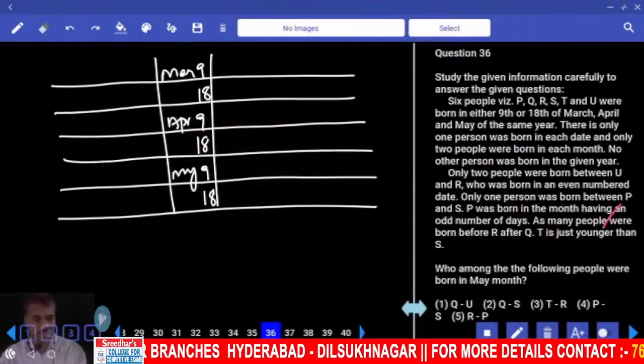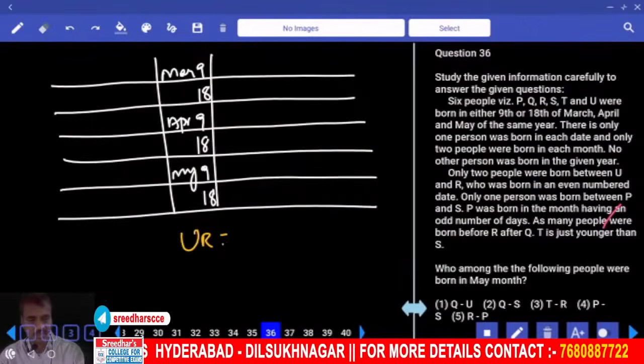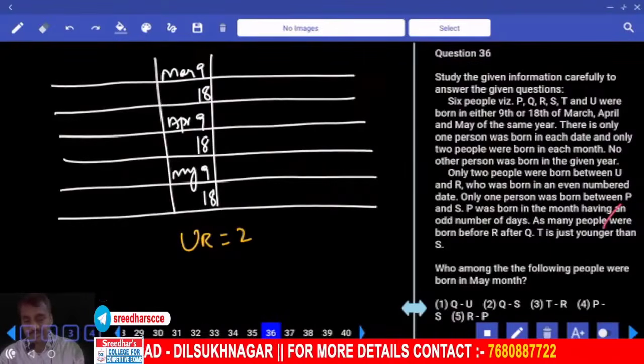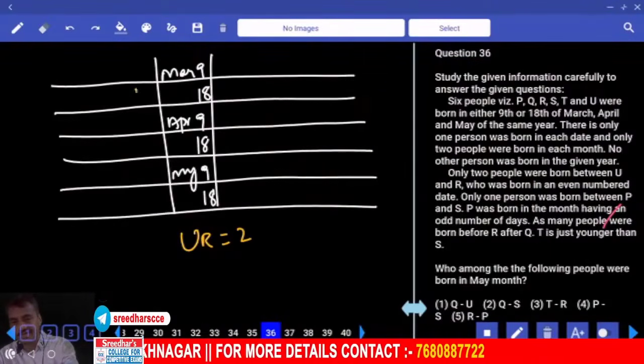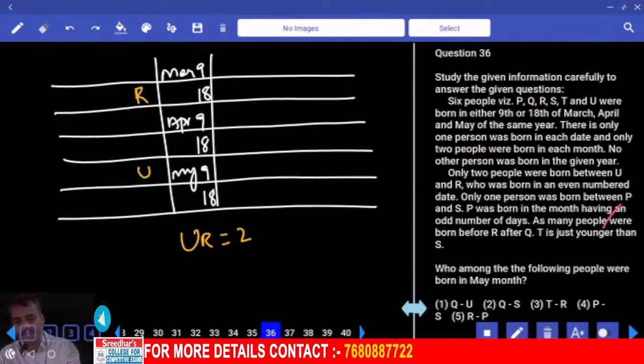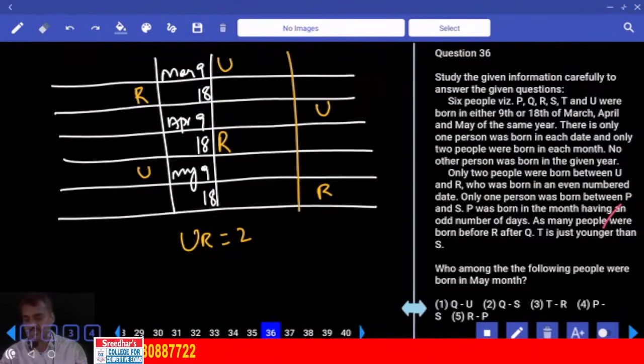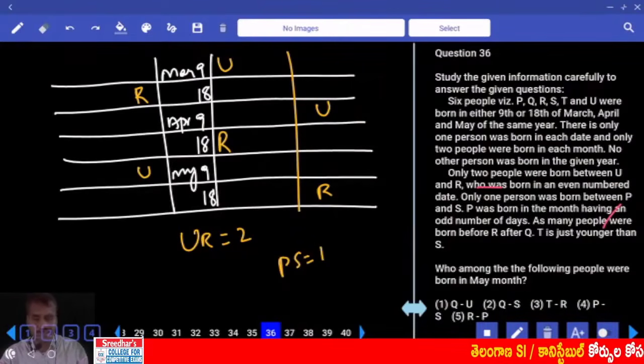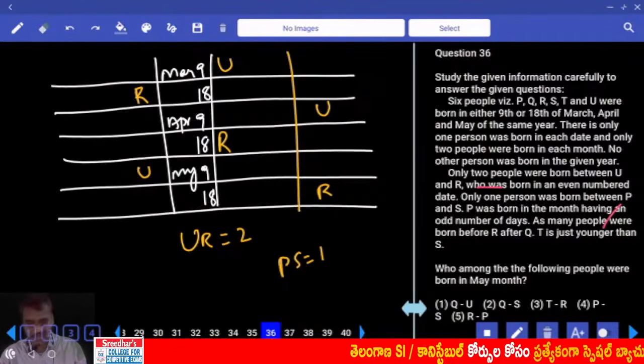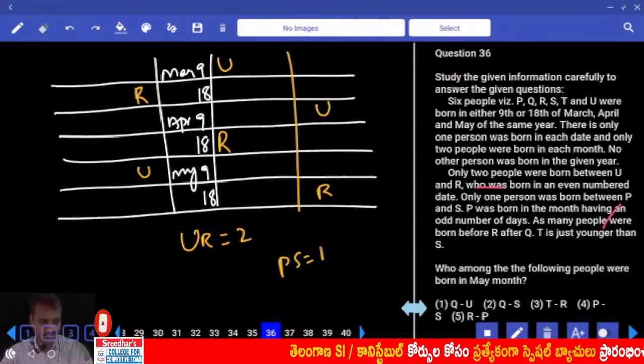Now only 2 persons between U and R. R was born on an even number date. R is here, only 2 persons. How many possibilities do we have? 3 possibilities. Then only 2. And only 1 person between P and S. And P was born in a month having an odd number of days. And only 1 person between P and S.